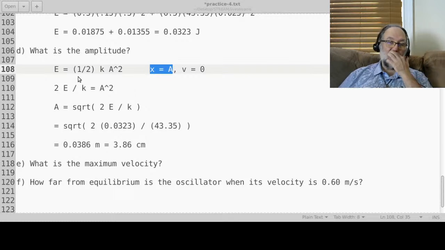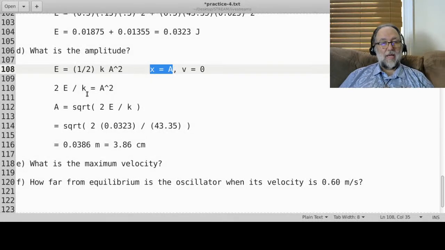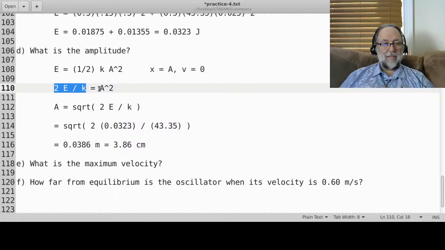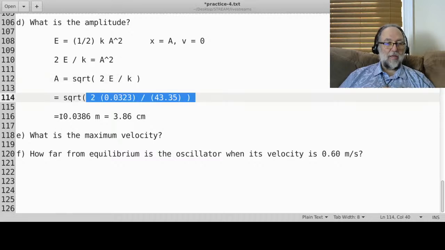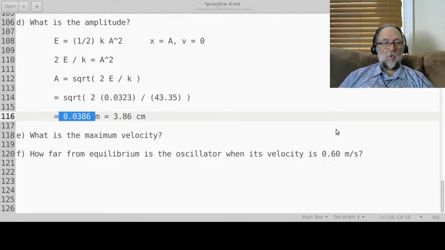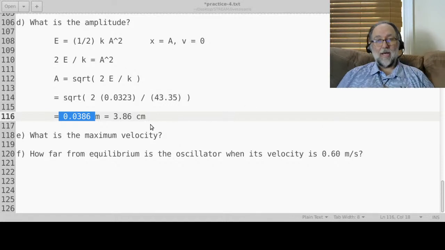All right. Now, what I did here was, rather than plug in the numbers right away, I just rearranged. I like doing that personally. I mean, you could do it whatever way you like, as long as it's correct. So I took this equation, multiplied both sides by 2 and then divided both sides by k, and that isolates A squared. Then I take the square root of both sides, and I find that the amplitude is equal to the square root of 2E divided by k. Then just plug in the numbers and work it out, and it works out to be 0.0386. That's in meters in MKS, and since we've been working in centimeters, I converted it to centimeters, so it's 3.86 centimeters.